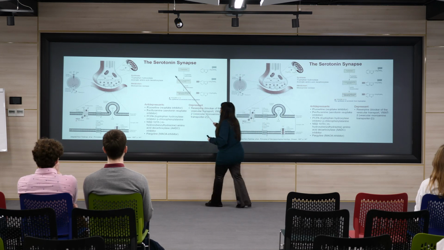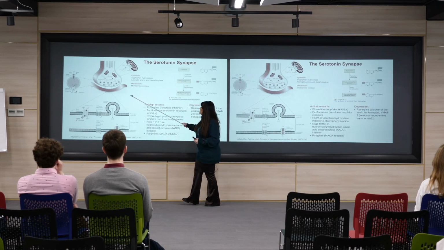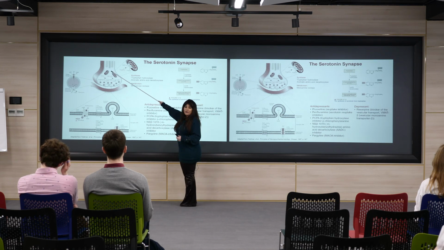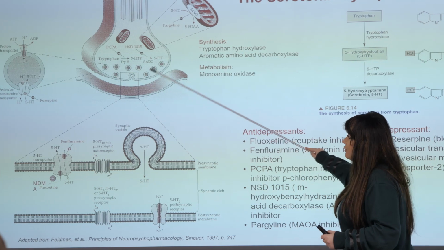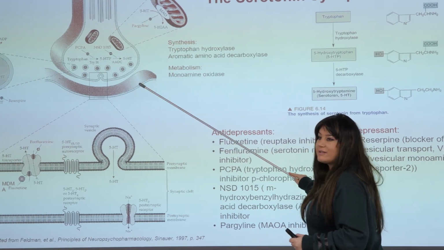For example, this is a typical serotonergic synapse. What do we have in the serotonergic synapse? This is the first neuron, and it is the axon terminal. And this is the second neuron, and it's the dendritic tip.